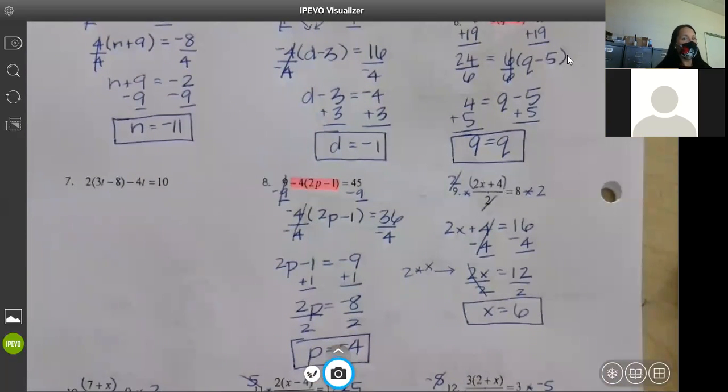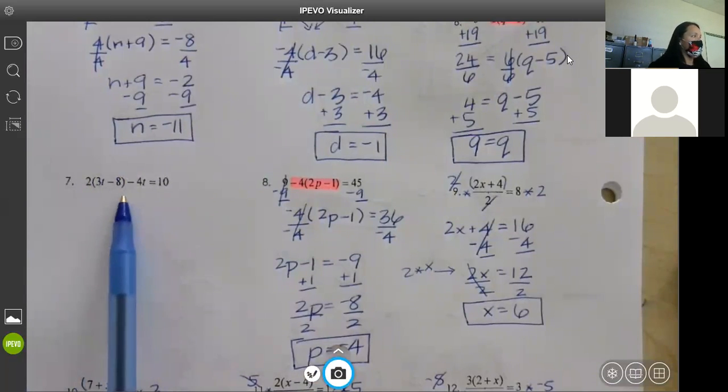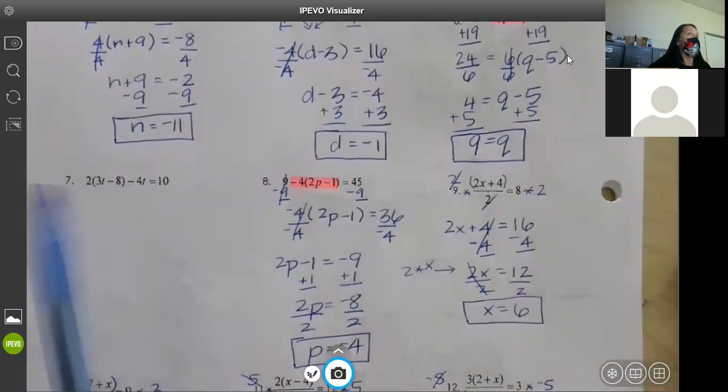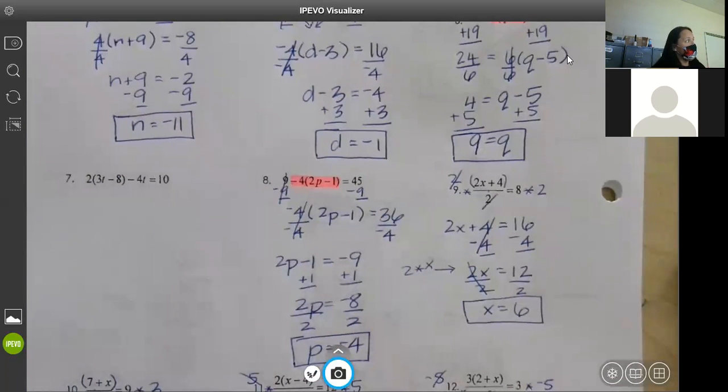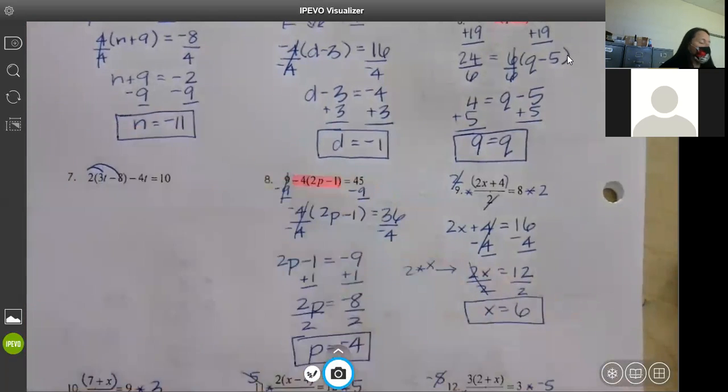So number 7. This one's a little different because we have 2 t's, okay? We have 2 t's, but we also have parentheses. So it's kind of messing with us a little bit. Since there's a t inside of the parentheses, we need to get rid of those parentheses. How do we get rid of them? You're going to go ahead and distribute. This is the only one that you have to distribute on. You have to. And remember, distribution is multiplication.